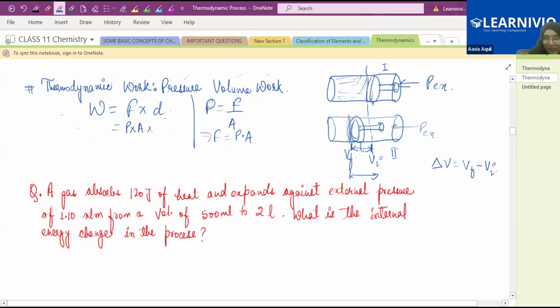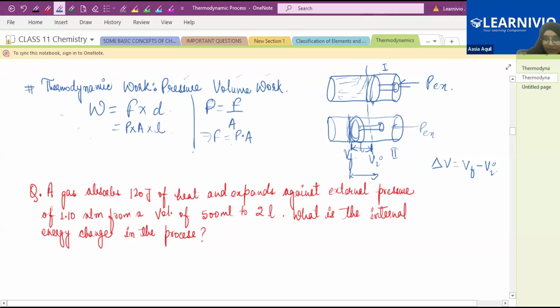And what about the displacement? Displacement is just a length, right? So we can write down the L over here. This is the displacement. The piston has been displaced from this position to this. So that's the change. So this is the L. Small L is the displacement over here.